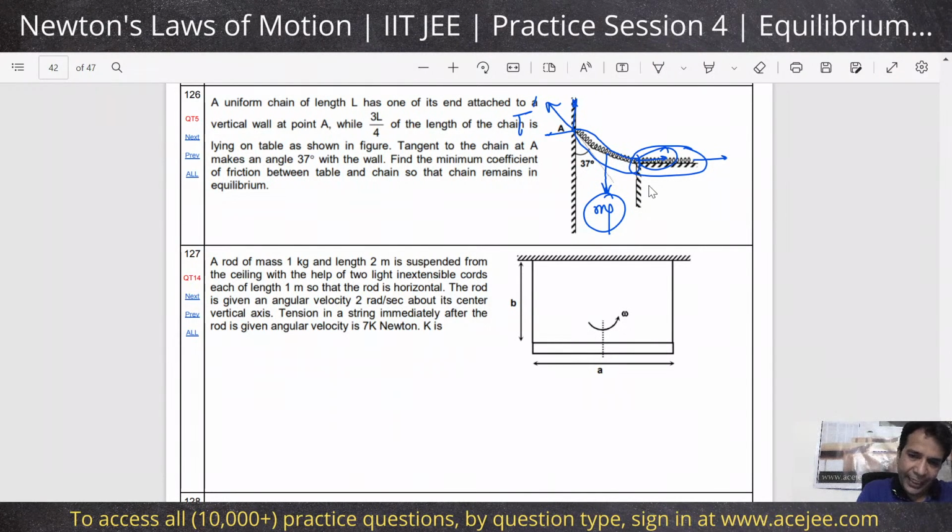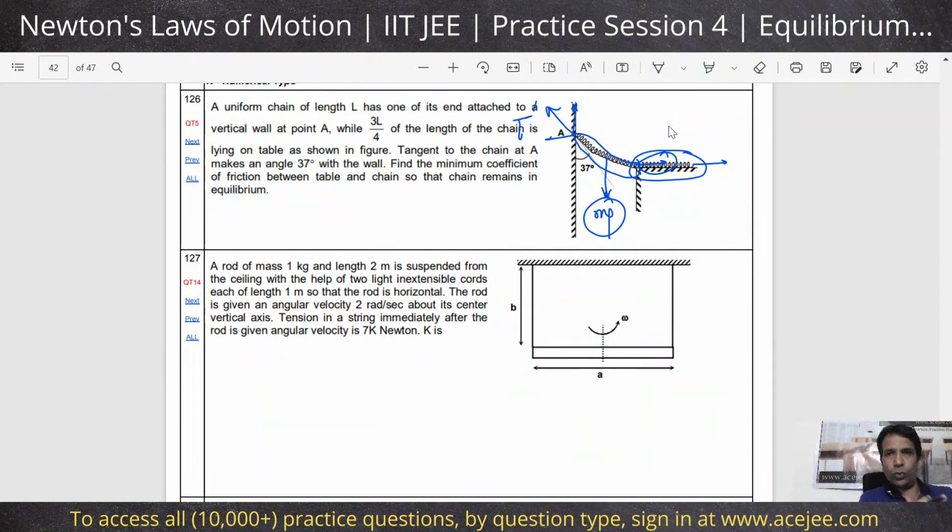So if you have T dash here, this angle is given as 37 degrees. So you will say T cos 37 is mg, and T dash sine 37 is this tension T. If you divide the two, your T dash will go away, and you will get T in terms of mg. Not every time do we have to apply the torque balance. Sometimes things can be simple.